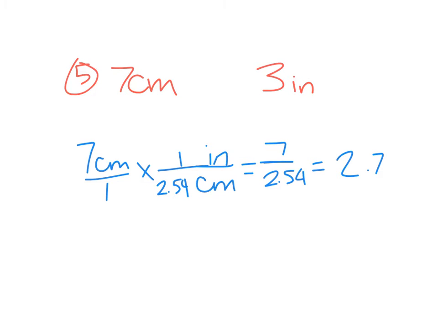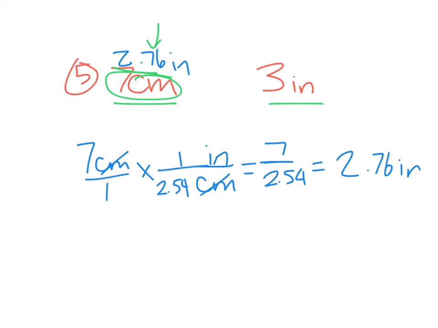And this is now in inches, because we crossed out the centimeters. So this technically is 2.76 inches. So now I can write a greater than or less than sign. Which one is bigger? They're both inches. We took the 7 centimeters and made it into inches. Is 2.76 bigger or smaller than 3? Smaller. So my sign's going to look like that.